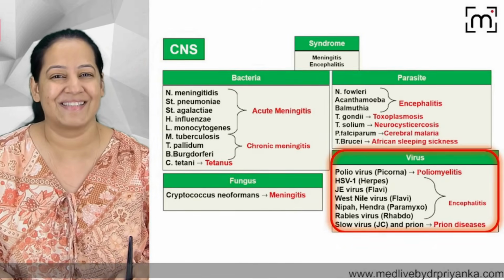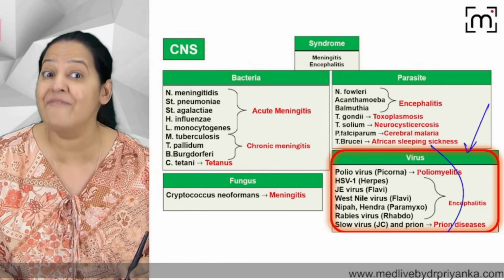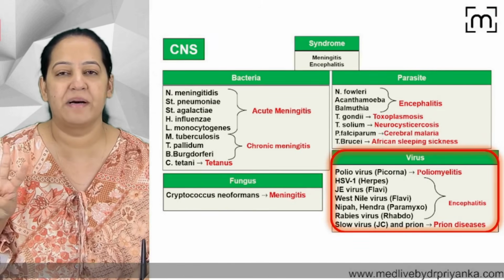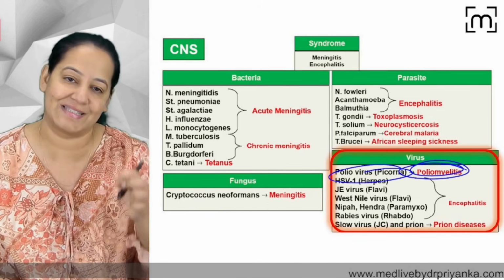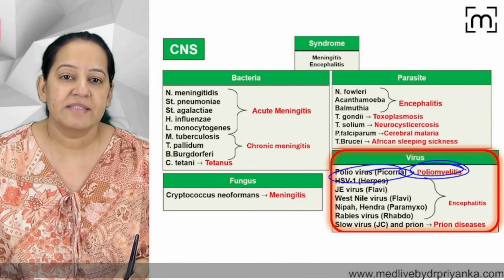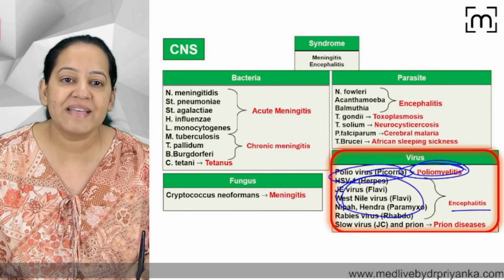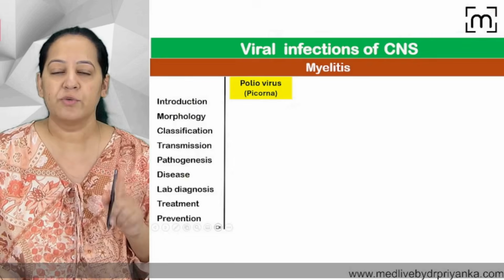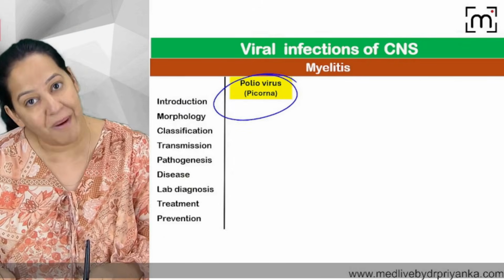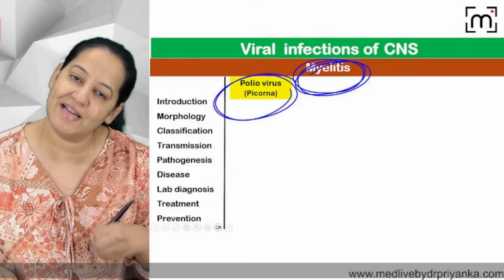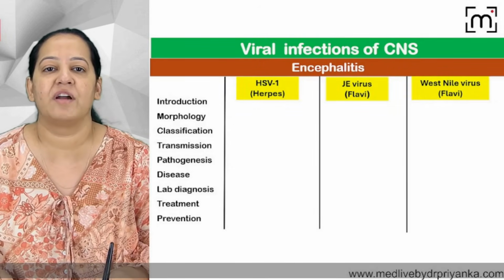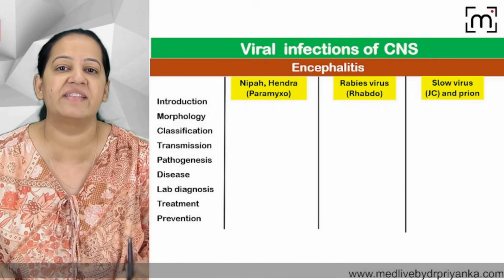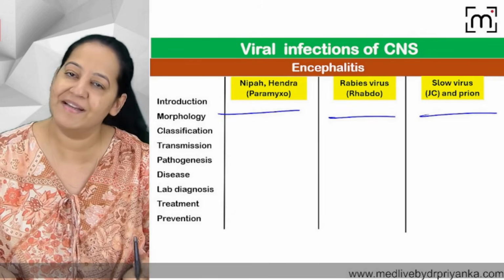After that, we will come to viruses. Have a look at the viruses. There are 7 viruses. For the 7 viruses, we will make 3 master charts. One of them causes myelitis, poliomyelitis. 5 of them cause encephalitis, you can see their names. And the last one is causing prion disease. In one master chart, I will include the virus which causes myelitis, that is poliovirus. In the remaining 2 master charts, we will take the ones which cause encephalitis. You can see herpes, JE, West Nile, Nipah, Hendra, rabies, and slow virus.